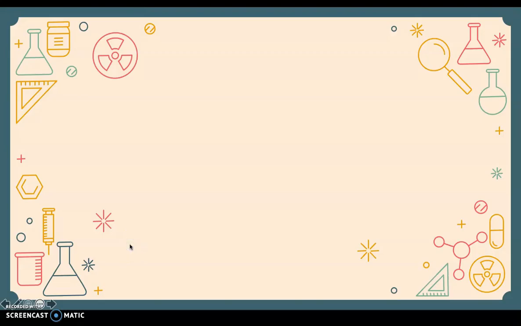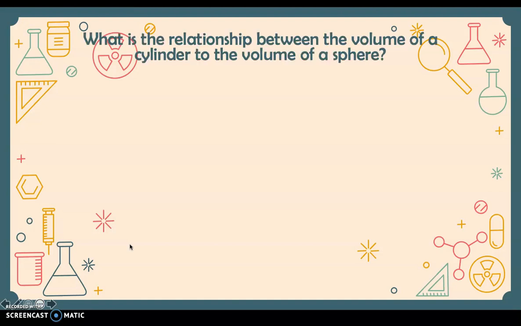Good day everyone. Let's start our discussion by recalling the formula for the volume of a cylinder. The formula to get the volume of the cylinder is pi r squared h. Now we have a question here. What is the relationship between the volume of a cylinder to the volume of a sphere?